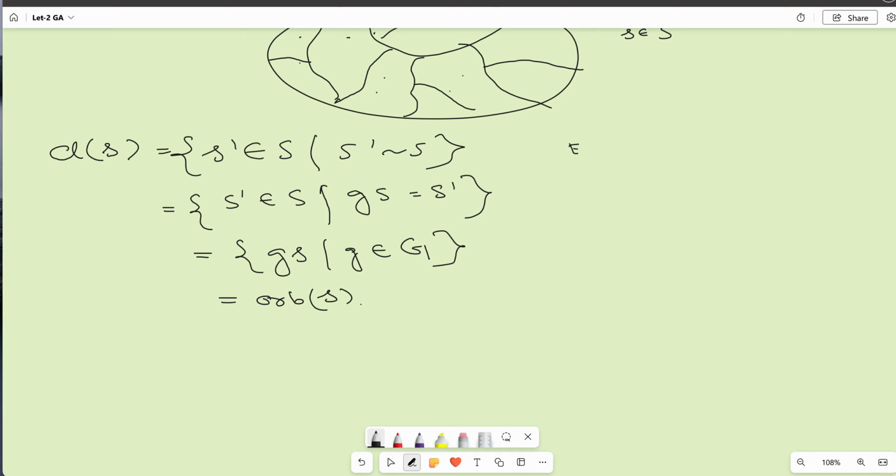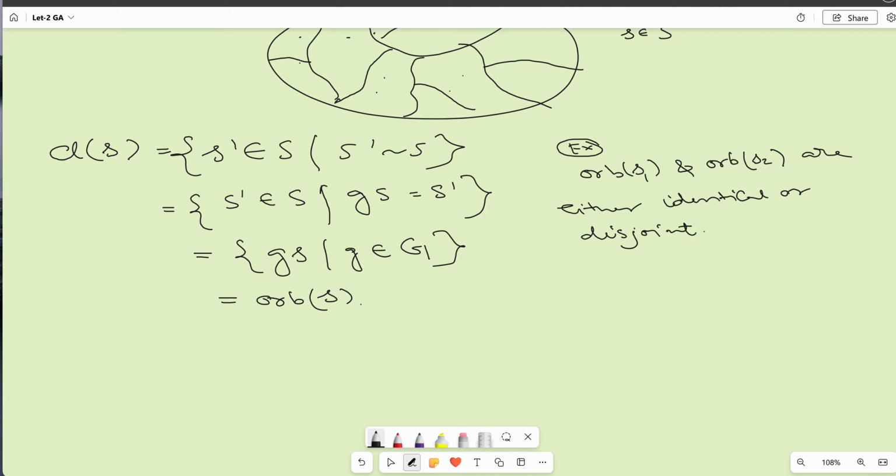So there is a small exercise for you: the orbit of S1 and the orbit of S2 are either identical or disjoint. That means either they are both the same or they are distinct, right? Because the classes are distinct. That's it. You just have to use the idea of classes. This is a small exercise for you. So orbits are either identical or disjoint, right?